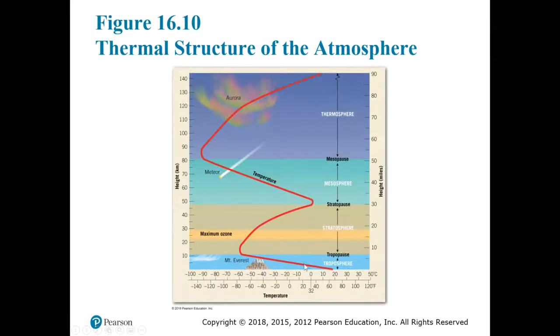Now, the atmosphere has 4 layers: the troposphere, the stratosphere, the mesosphere, and the thermosphere. They are separated by the tropopause, the stratopause, and the mesopause. You can see the red line is temperature, so the temperature is decreasing. It's getting colder as you go up to the top of Mount Everest, but for some reason, right at the tropopause, it inverts, and then it starts to warm again.